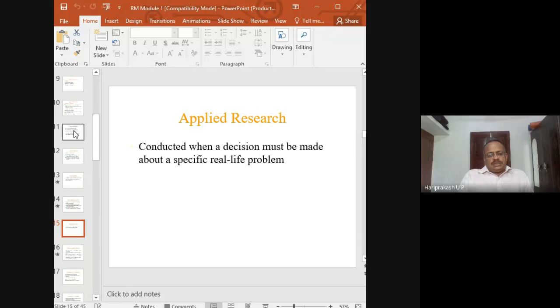Then applied research is conducted when a decision must be made about a specific real life problem. So many times there are certain problems. Real life problem, we are not talking about personal problems. Okay, it is rather a problem related to business or a situation. So you will have to take a decision. So the research that you do, where you have to take a decision based on the outcome of the information, that type of research is called applied research.